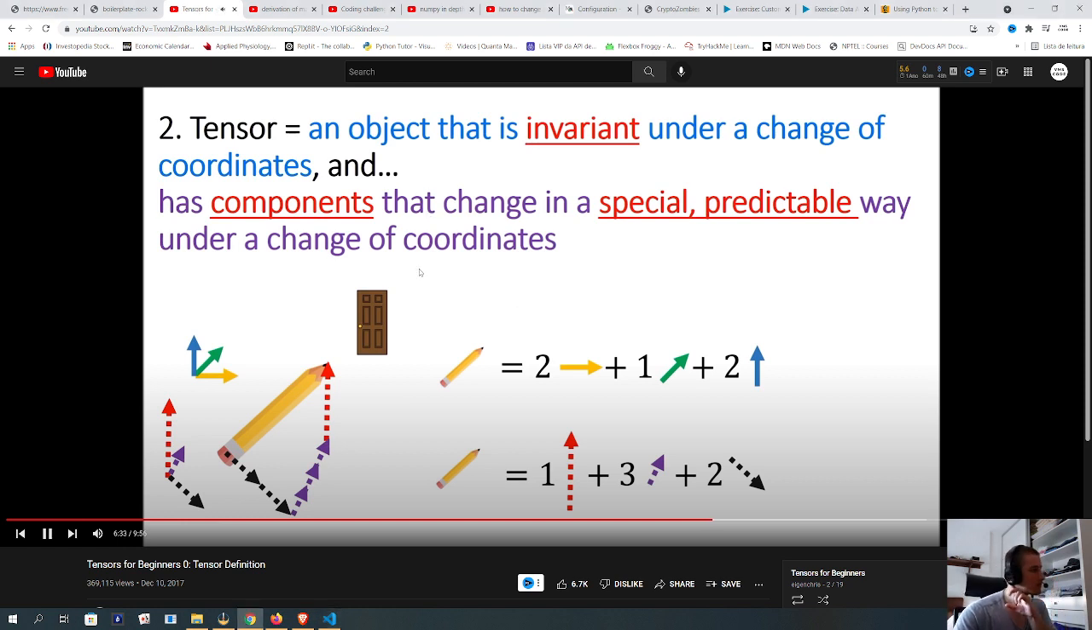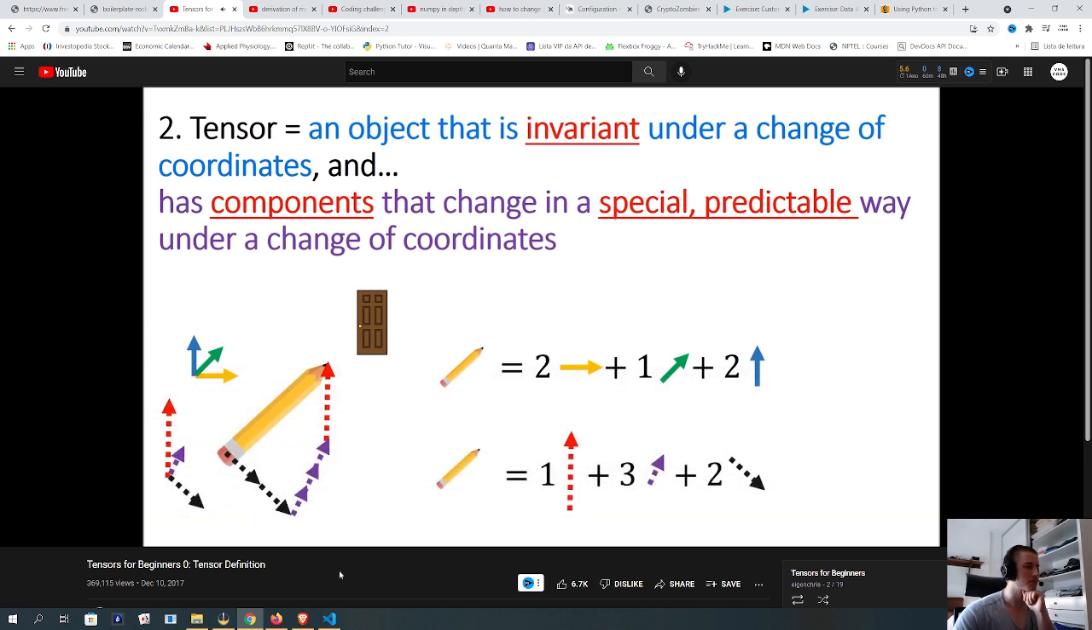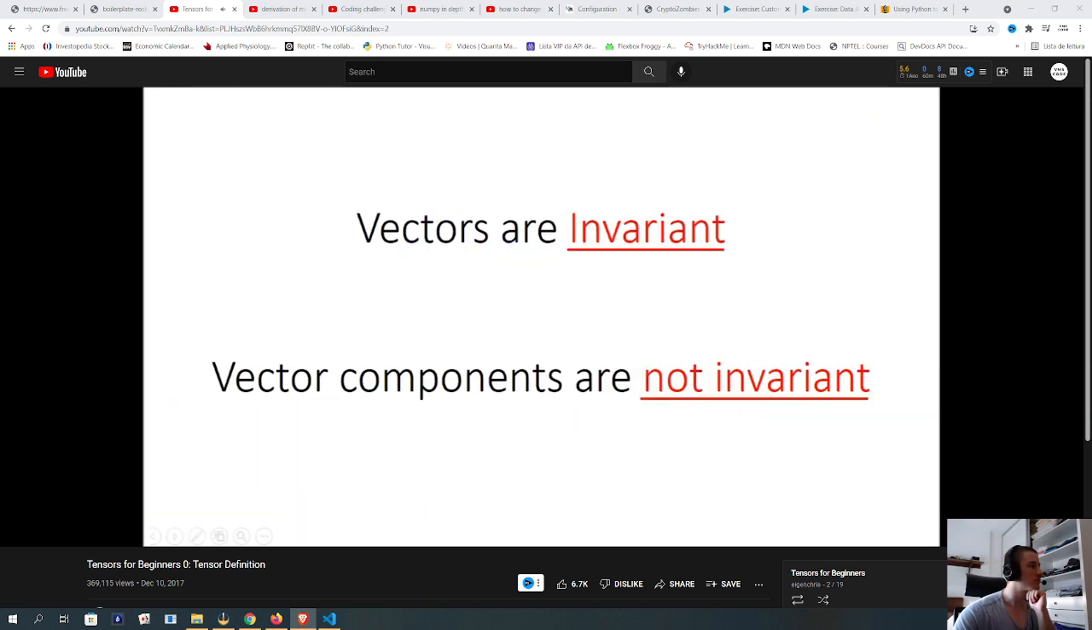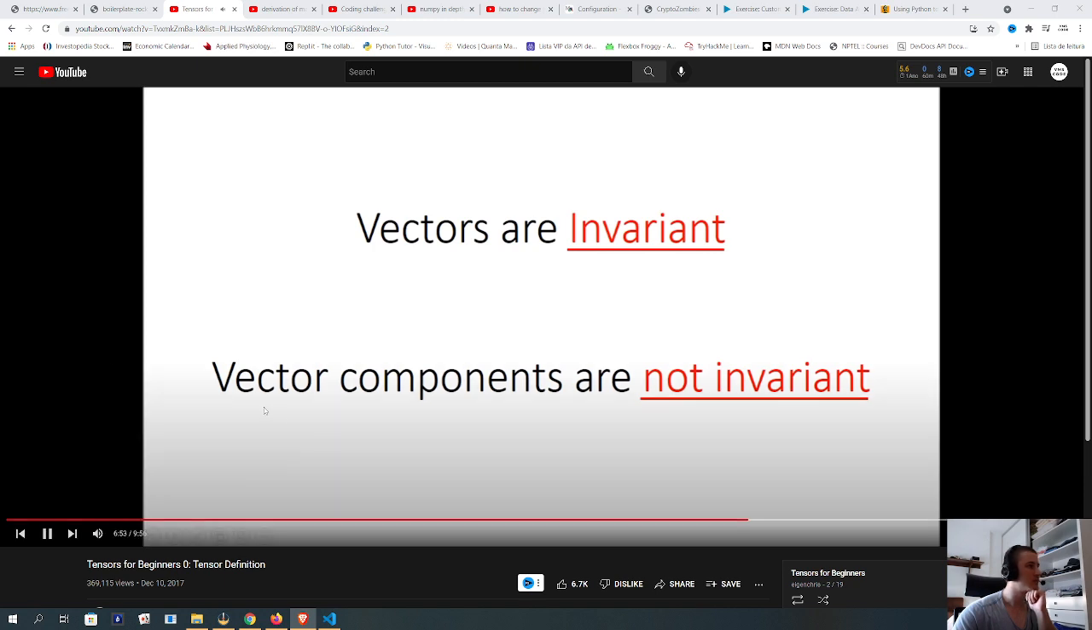And this is a really important idea. The pencil's components are not invariant. They change depending on the coordinate system you use. So the pencil is invariant, but the coordinates are not invariant. And again, that's a very important idea.